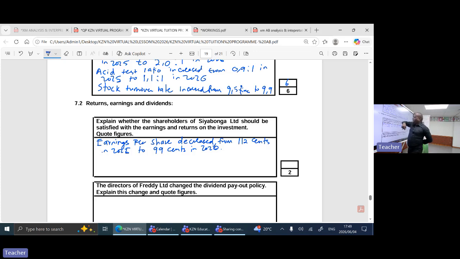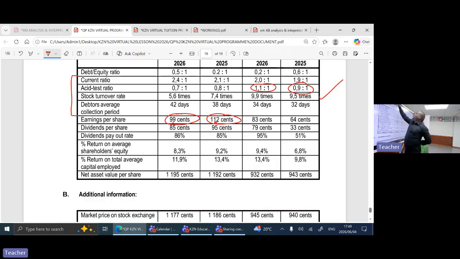There is also another point that we must mention, which is ROCE. Now, looking at ROCE, I said that ROCE is a return on investment, the return the shareholders earned by choosing to invest in our business. So ROCE is the return on shareholders' equity.